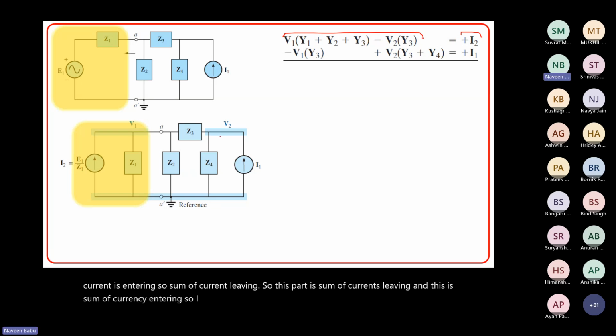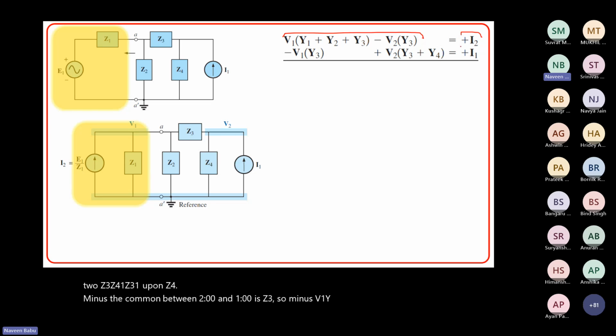Similarly for node 2, the sum of all admittances connected to 2 is 1 upon Z3 plus 1 upon Z4, minus the common admittance between 2 and 1, which is Y3, so minus V1 Y3, will be equal to the current entering, which is I1.